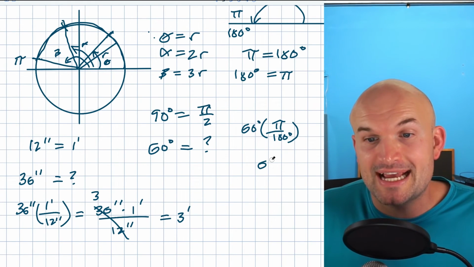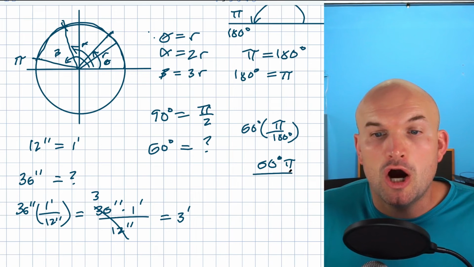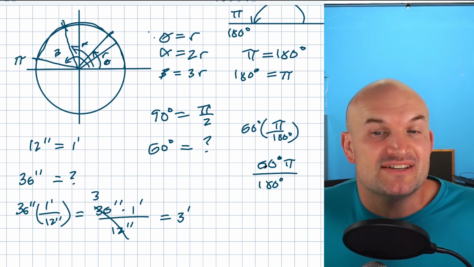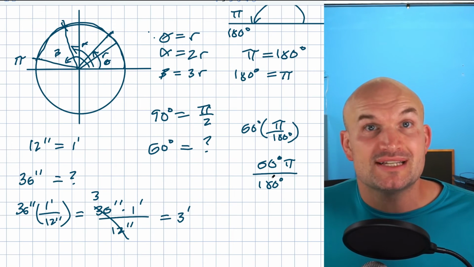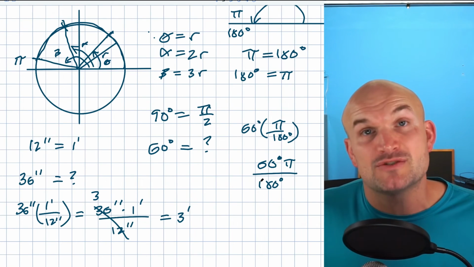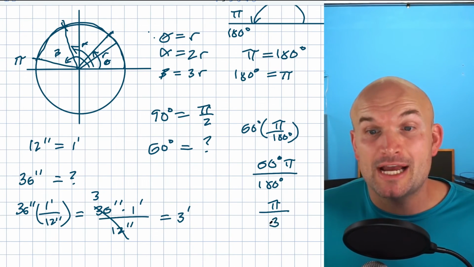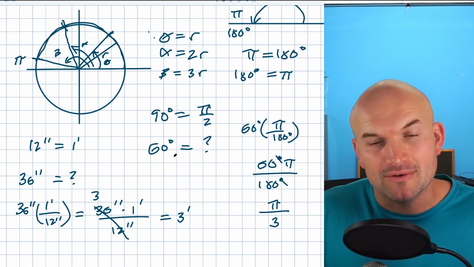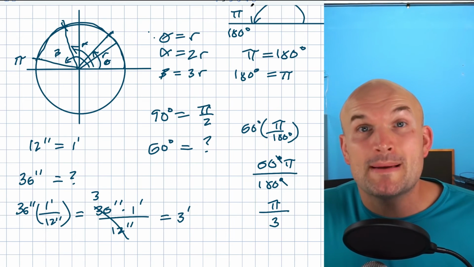Now, when I do this, I get 60 degrees times pi all over 180 degrees. Now again, 180 doesn't divide evenly into 60. However, I can reduce this. I can divide by 60 in the numerator as well as in the denominator, which is going to give me pi over 3. And again, I don't have any degrees here because the degrees divide out. So 60 degrees is equal to pi over 3.